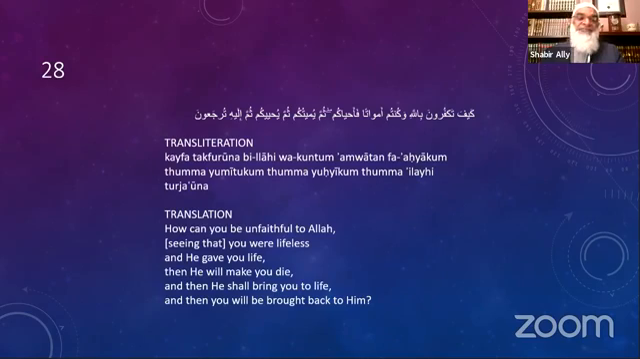Okay, translation. How can you be unfaithful to Allah, seeing that you were lifeless and He gave you life? Then He will make you die, and then He shall bring you to life, and then you will be brought back to Him. So Allah is asking, how can you then be unfaithful to Allah? Here, the unfaithful is takfurun. Takfurun is the same word from which we have kufr, which means disbelief. But here it is in the meaning of being ungrateful.